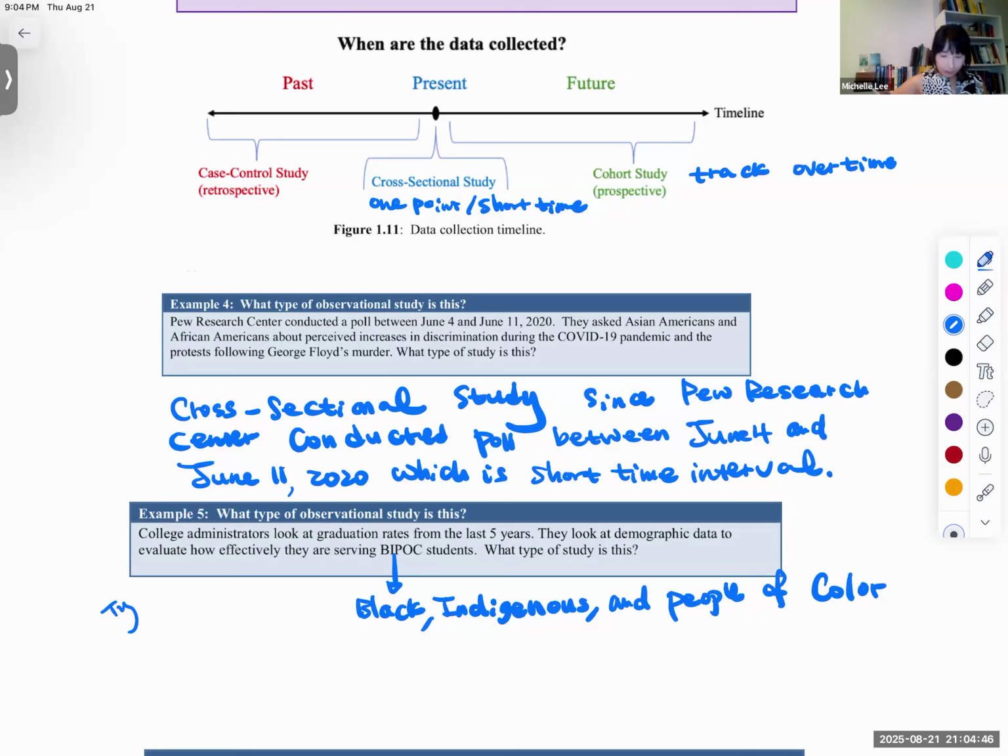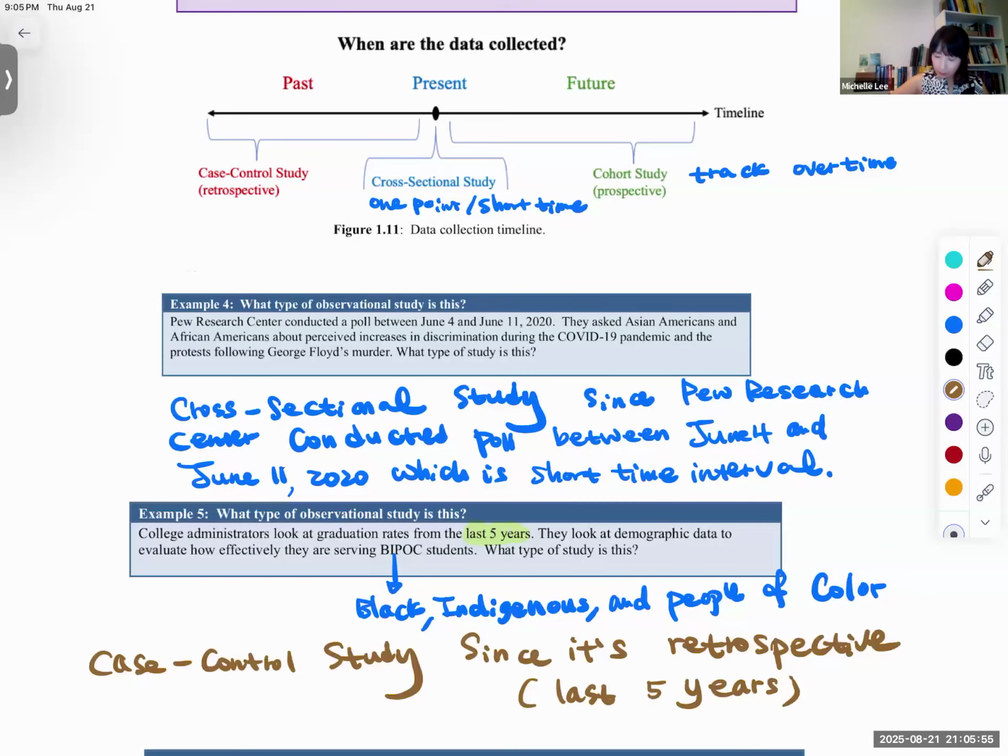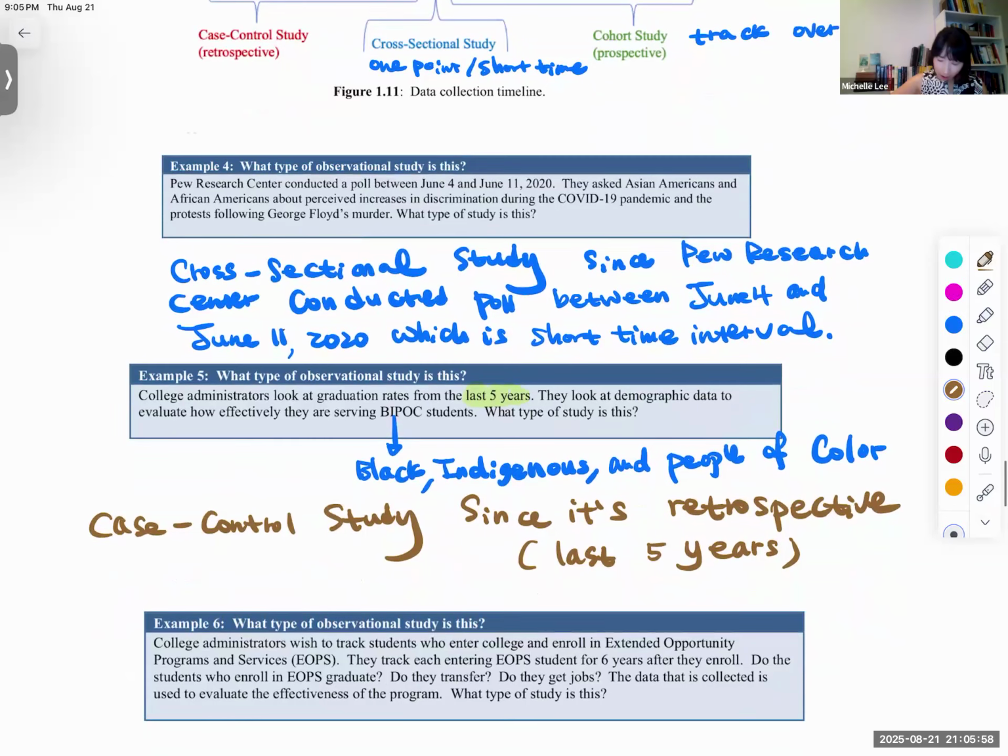Very good. So last 5 years, that is a keyword, right? So last 5 years, retrospective, right? So that is a case control study, right? Good job. Let me write down. Okay, so I wrote down here. All right.